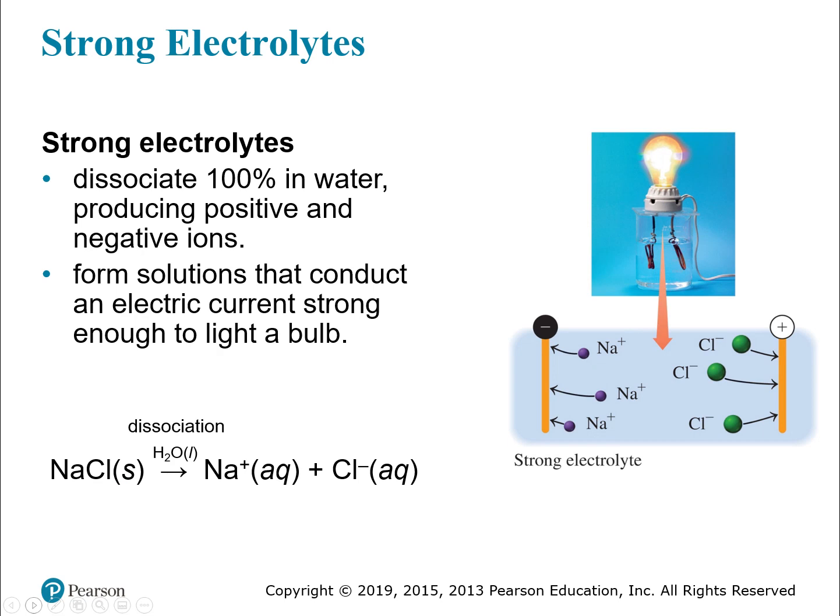Let's first talk about strong electrolytes. They completely dissociate in water. So when we were talking about sodium chloride, table salt, that's an example of a strong electrolyte. It completely dissociates and makes positive and negative ions. In this case, sodium chloride makes sodium ions and chloride ions, excuse me. And they form a solution that can actually conduct an electric current strong enough to light a light bulb, okay?